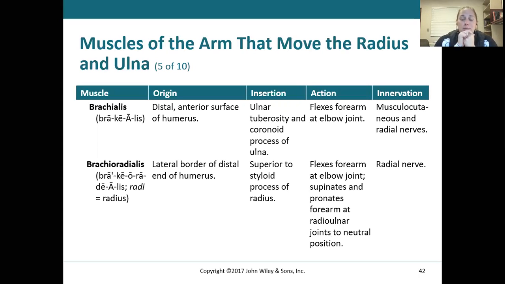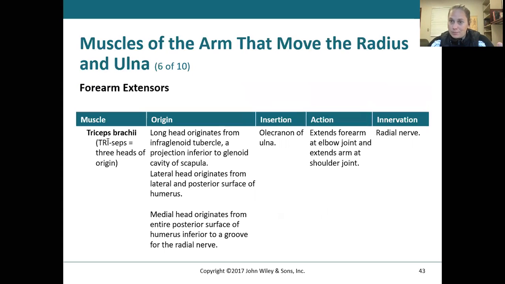I know this seems like a lot, and I'm giving you a lot of extraneous information because you do not need to know origin and insertion. You just need to know the muscles and where they're located on the body. But sometimes origin and insertion can give you a heads up as to where to start looking.